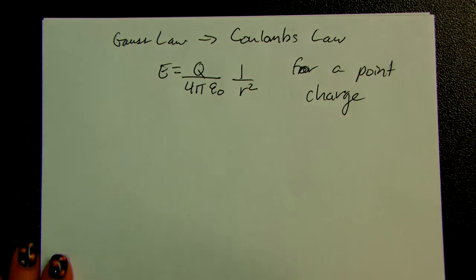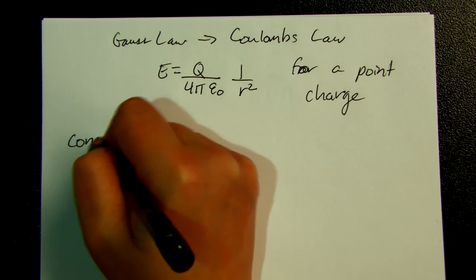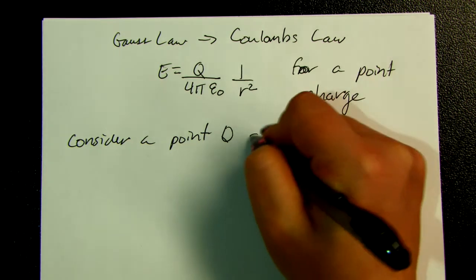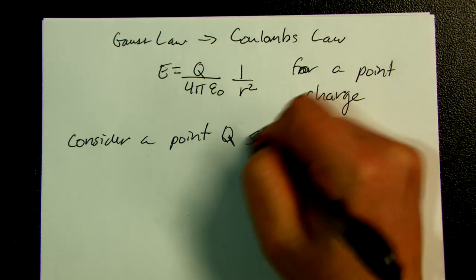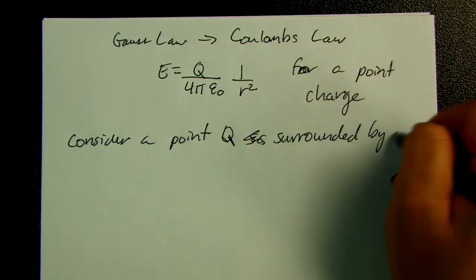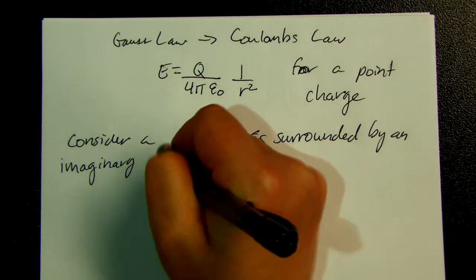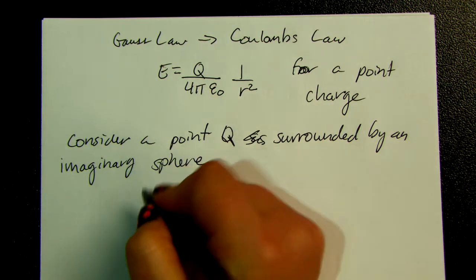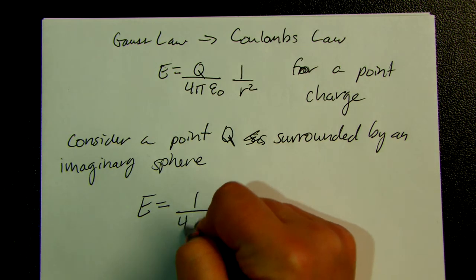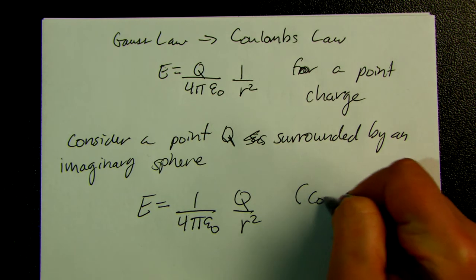Now we're going to go ahead and just take a quick look at the reverse. So let's consider a point Q surrounded by an imaginary sphere. So we know that the electric field would be equal to 1 over 4 pi epsilon naught Q over r squared, Coulomb's law.